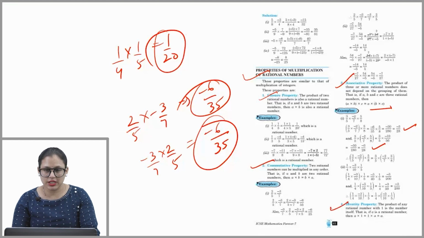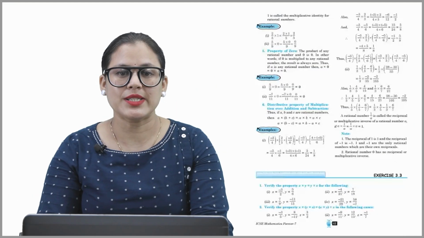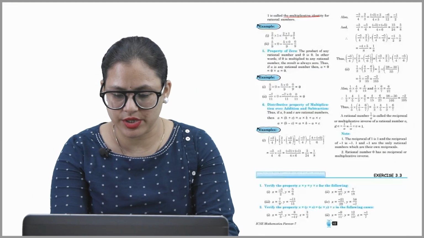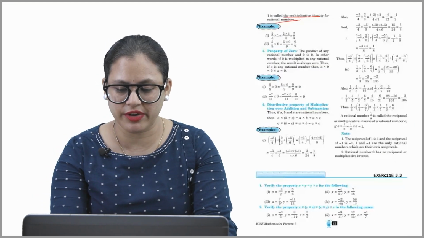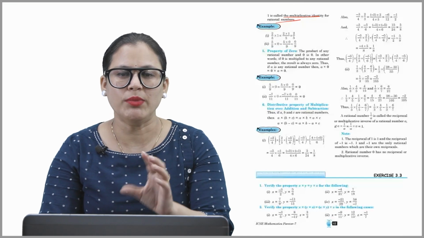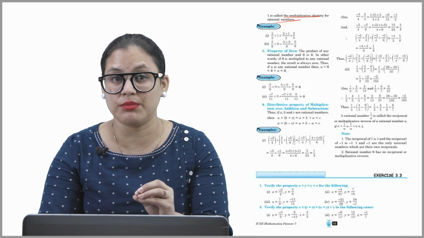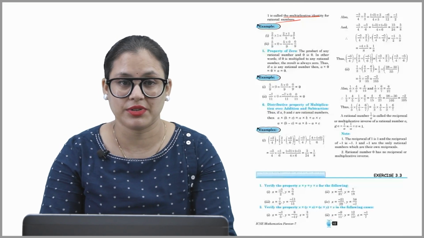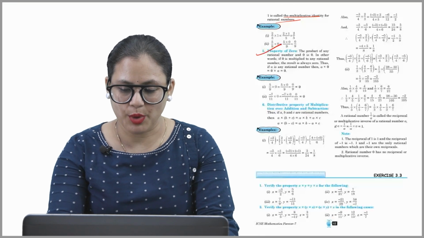Number 4, identity property. The product of any rational number with 1 is the number itself. That is, if A is a rational number, then A into 1 is equal to A, and 1 into A is equal to A, right? One is called the multiplicative identity of rational numbers. Okay, for example, 2 by 5 into 1 means whenever you multiply any rational number by 1, you get the same rational number, right?